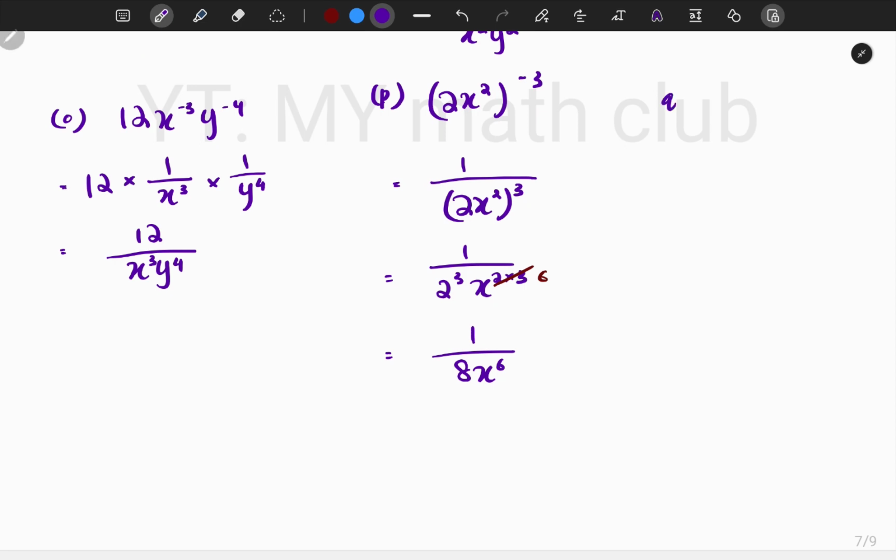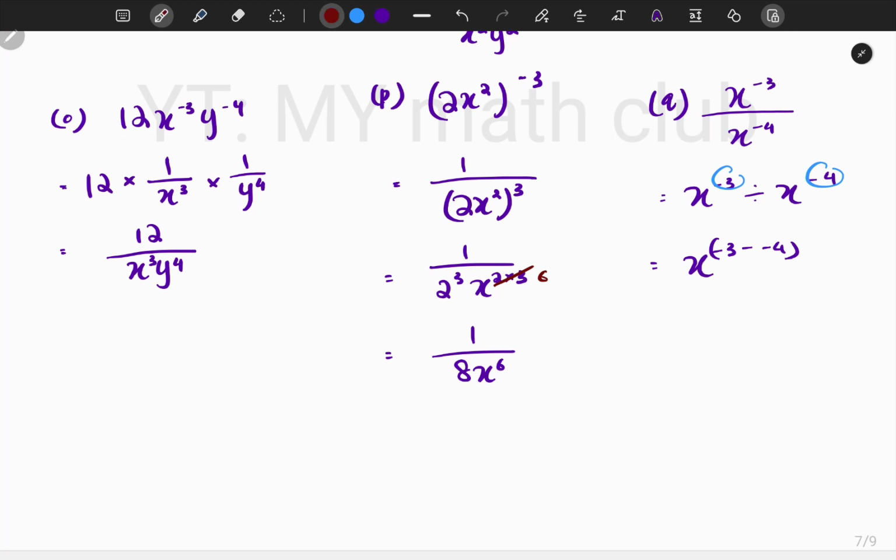Question Q. x to the power of negative 3 over x to the power of negative 4. You don't really have to overcomplicate this, because even though it looks difficult, all you have to do is apply the rule of subtracting the powers when you see a division operation. In this case, you can take x to the power of negative 3 minus negative 4. Double negatives make a positive, so negative 3 plus 4, you get 1. So at the end of the day, you just get x to the power of 1.